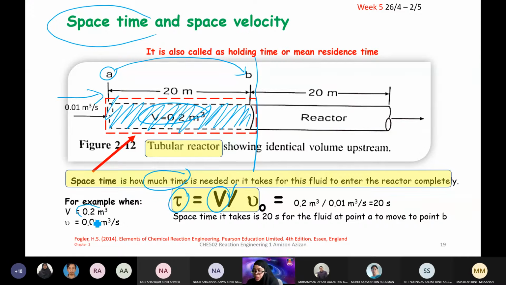So for example, here we have volume, then we have volumetric flow rate, which you define here. You control your volumetric flow rate in meter cube per second, because you have your control system allowing only 0.01 meter cube per second. If you use this formula, it gives you 20 seconds. So it takes 20 seconds to fill the whole fluid from point A to point B. So that is space-time.